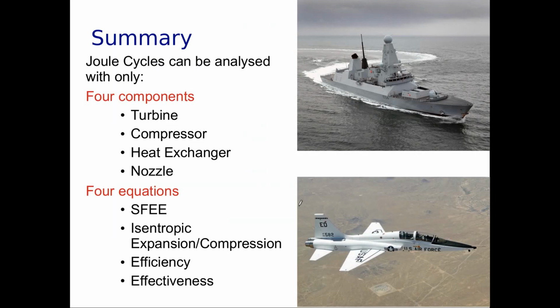So what I hopefully convinced you of is, although we have these quite complex engineering artifacts such as ships and aircraft, you can get the power and propulsion systems from them with only 4 components: a turbine, compressor, heat exchanger and nozzle. And you can also do that with simply 4 equations: our old friend the steady flow energy equation, isentropic expansion or compression, efficiency and effectiveness. With those 4 components and 4 equations, you can pretty much cover the entirety of a basic thermodynamics course.